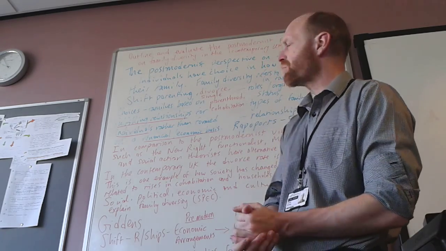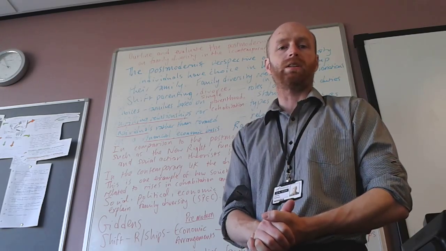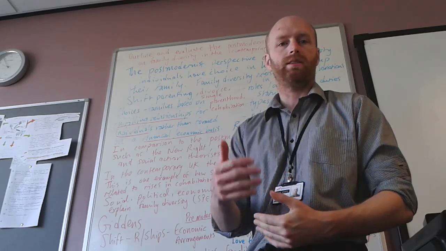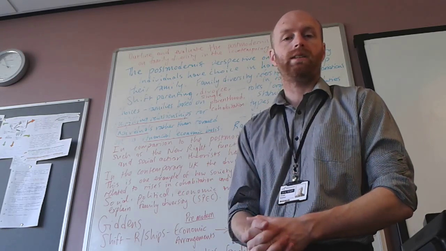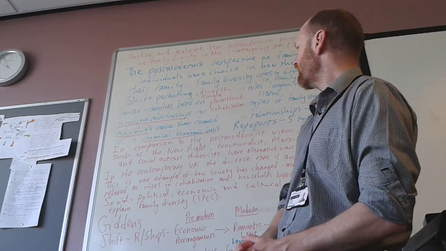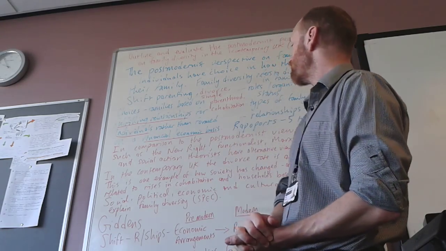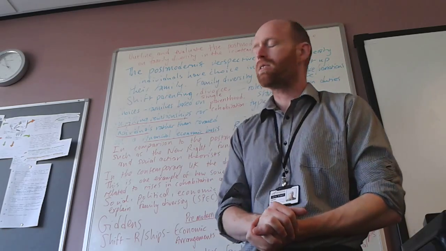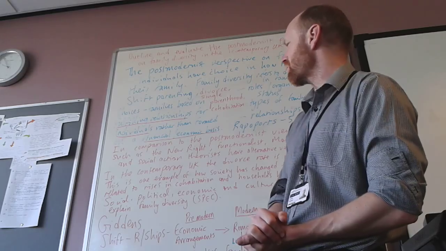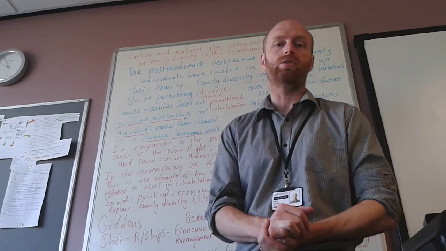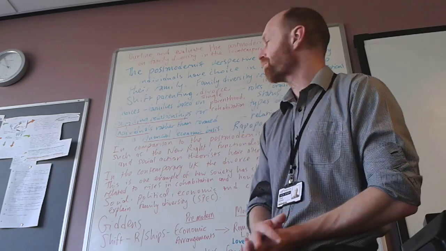In comparison to postmodernist views, there are alternative perspectives. This sentence sets up a really good evaluative plan for the whole essay. So in comparison to the postmodernist perspective, other perspectives such as the New Right, functionalists, Marxists, feminists and social action theorists have alternative views on family diversity compared to postmodernists.